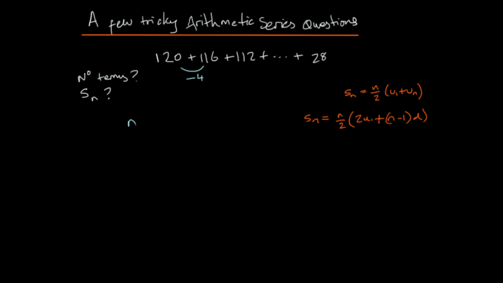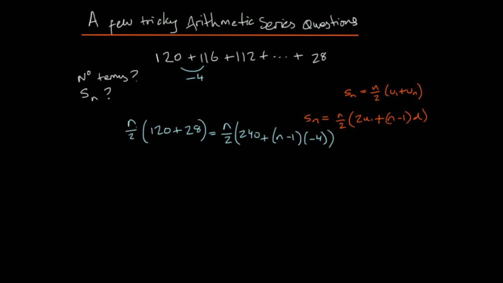So n over 2 of u1 plus un, where u1 is 120 and un is 28, the last term, must be equal to n over 2 of 2u1, which is 120 times 2, which is 240, plus n minus 1, we don't know what n is, so we keep it like that, n minus 1 times d. And d we do know is minus 4.